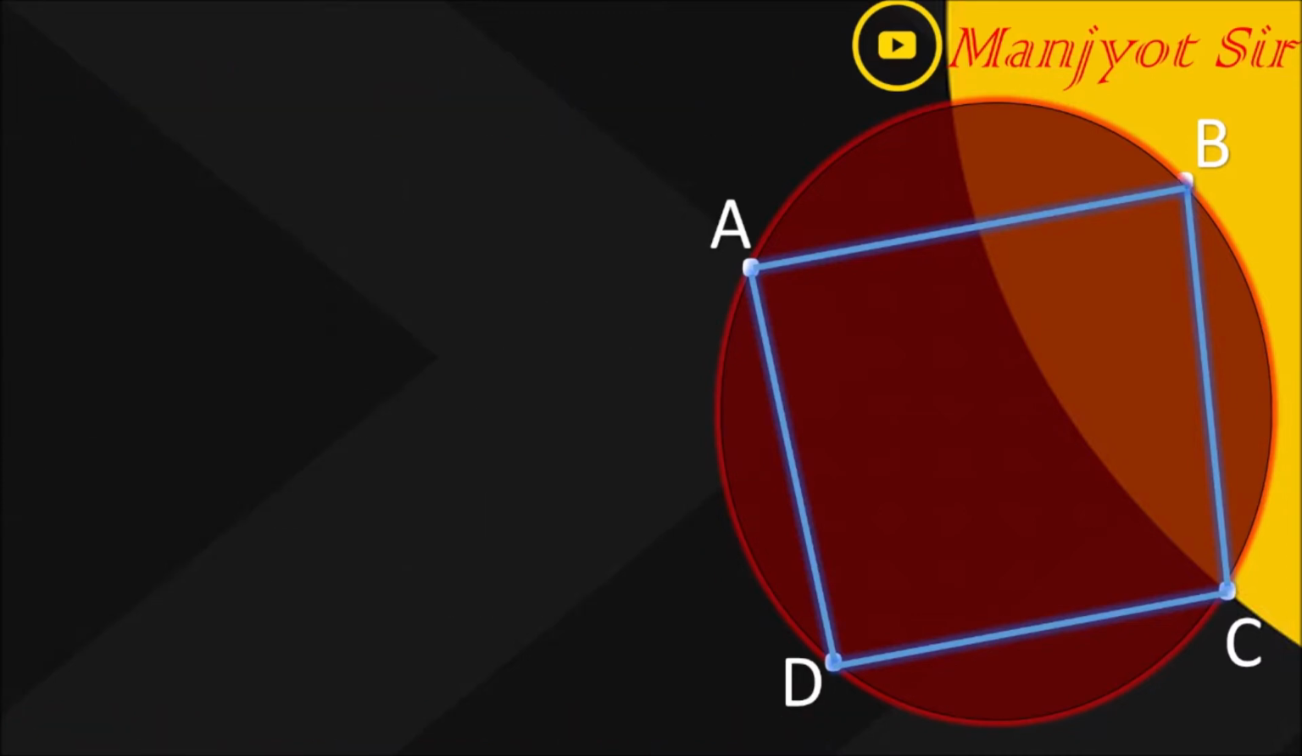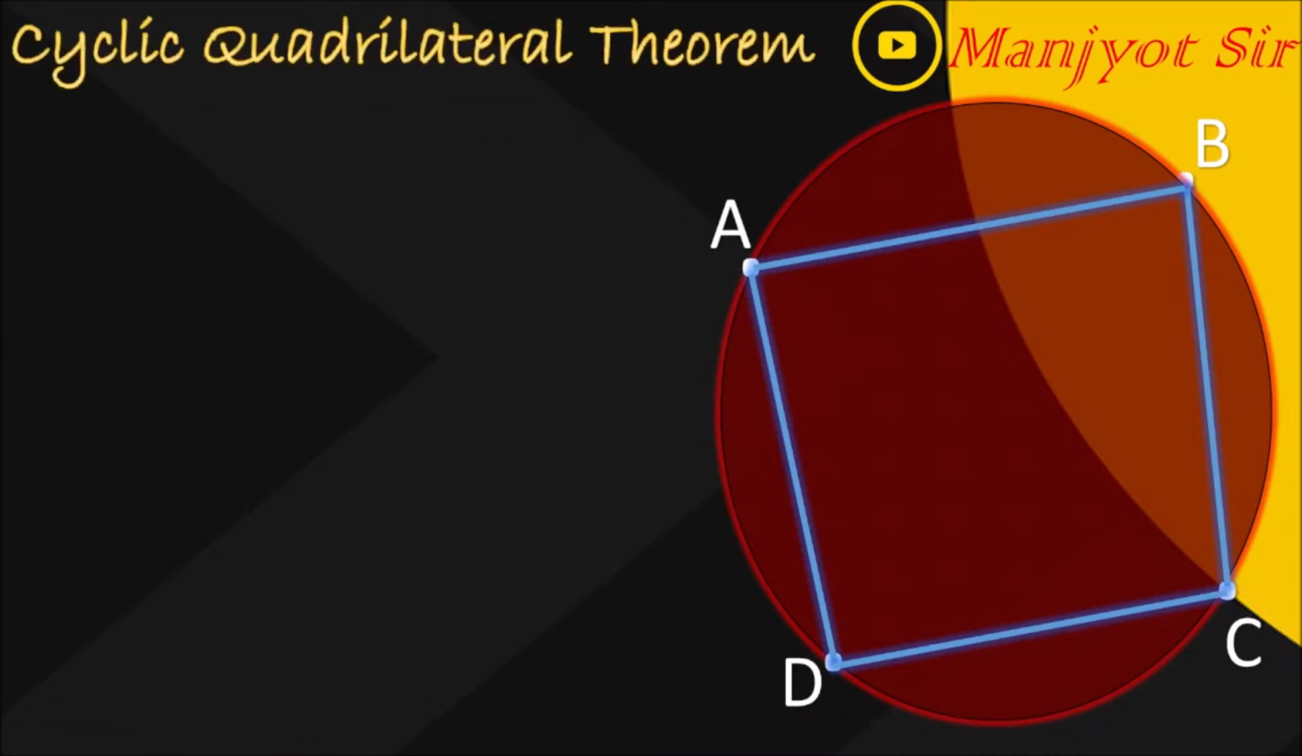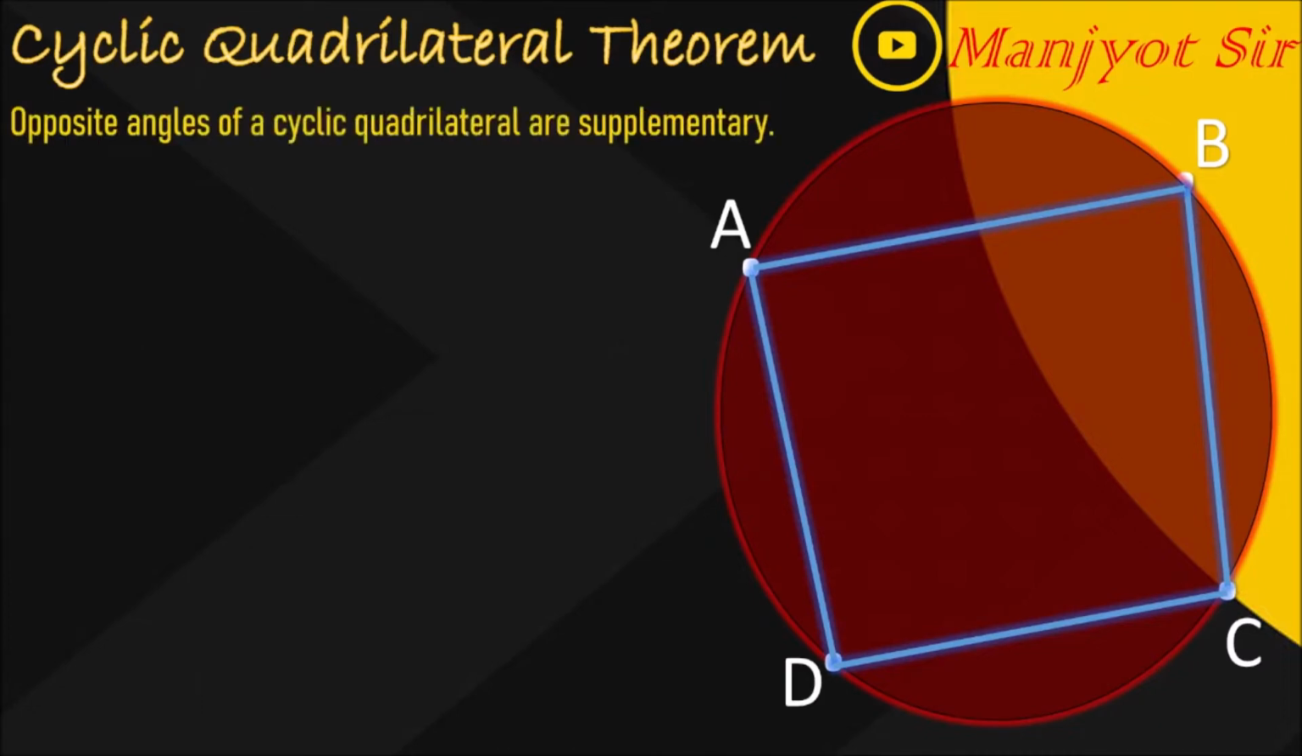Now, a very important theorem related to cyclic quadrilateral, that is the cyclic quadrilateral theorem. Now, exactly what is the cyclic quadrilateral theorem? Let's see the statement. The statement says opposite angles of a cyclic quadrilateral are supplementary. Supplementary means their addition is 180 degrees, and we all know what opposite angles are. So if you observe here, let's write the given, to prove and proof of this very important theorem.